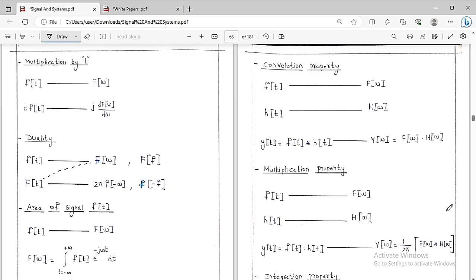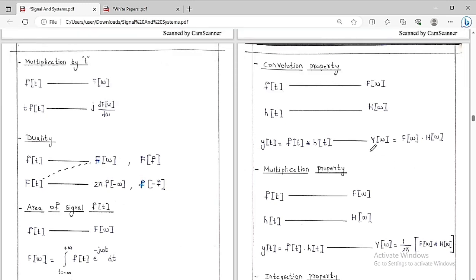Now let's go for the other property, which is the convolution property. So we are going to discuss the convolution property. What is the meaning of the convolution property? Simply, we can say that in the time domain, if two signals are convolved, then what happens in the frequency domain is what we are going to study.